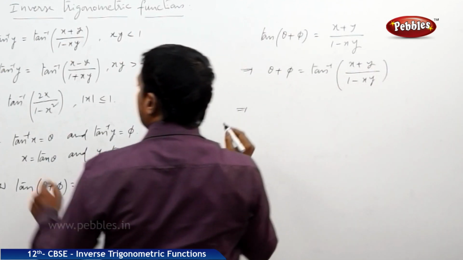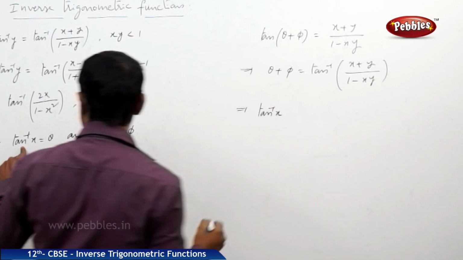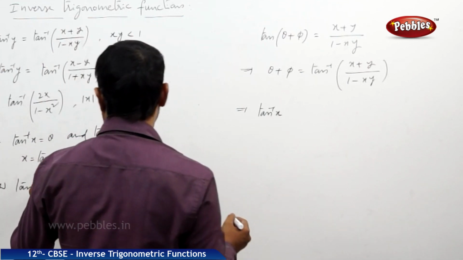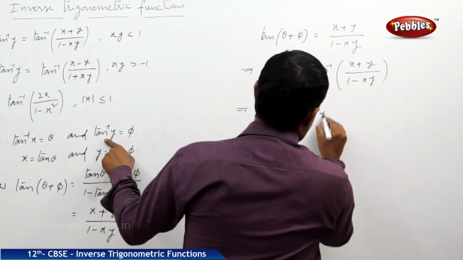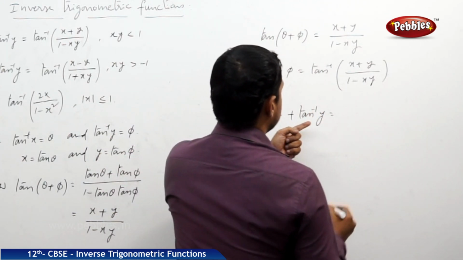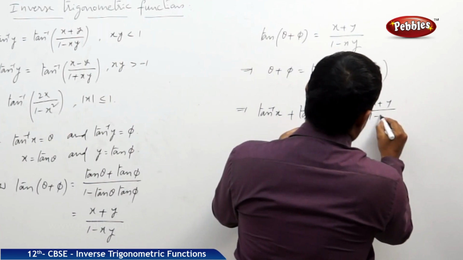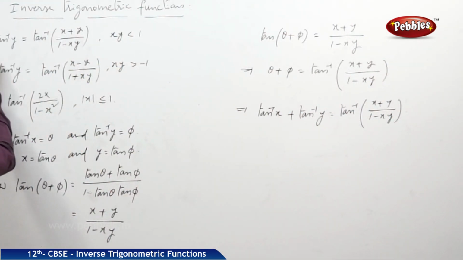But what is theta? Theta is tan inverse x. We have assumed tan inverse x is equal to theta, so replace theta by tan inverse x. Similarly, replace phi by tan inverse y. Therefore, tan inverse x plus tan inverse y is equal to tan inverse of (x plus y) by (1 minus xy). Hence, this is proved for xy less than 1.